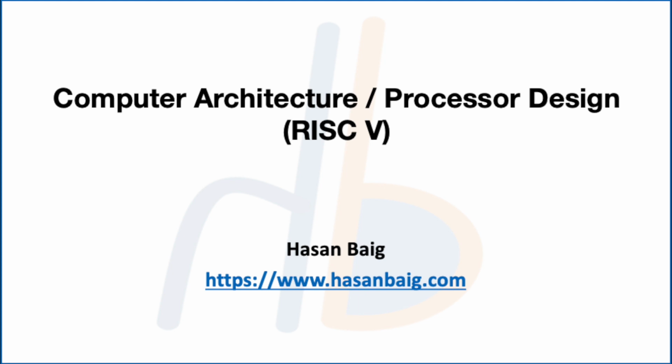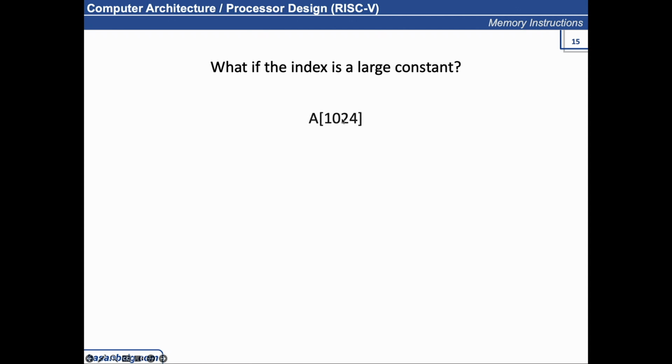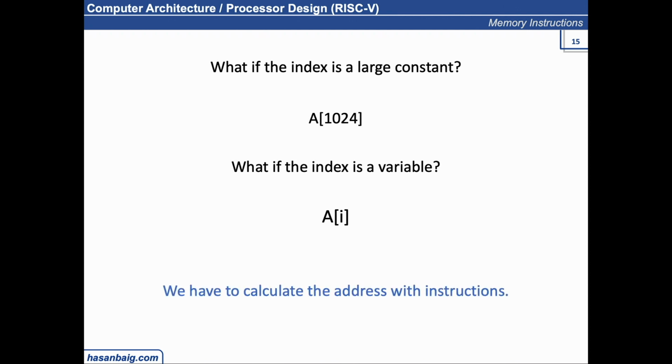So we have seen when the index or the element is known. What if the index is a large constant like 1024? Will we be doing this manual multiplication? Or what if the index is a variable? We frequently use this kind of statements in order to access elements in a list or an array periodically, iteratively using loops, right? So we have to calculate the address with the help of instructions.